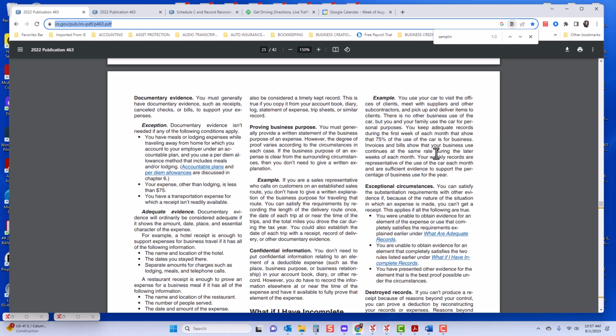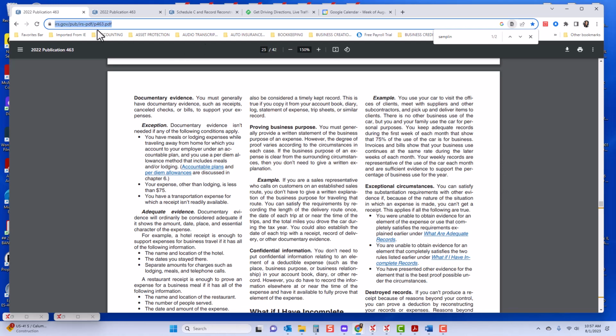Once a week you're going to the church, the other part of the week you're going to volunteer at the food pantry, what have you. As long as you have those records, then you can use the first week of each month to represent the entire monthly usage of your vehicle.